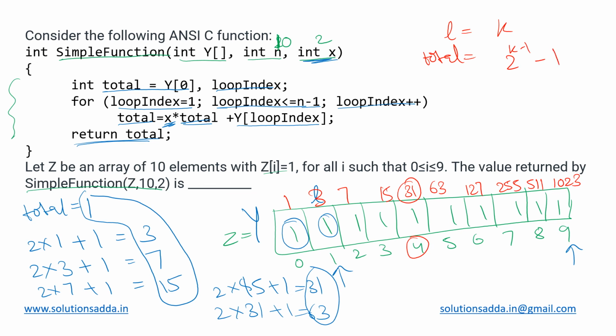We can check that if the value of k is 4, it is 2 to the power k plus 1 minus 1, because when the value of k is 4, then it takes 2 to the power 5 minus 1. Similarly, when the value of k is 9, then it will be 2 to the power 10 minus 1, which is 1024 minus 1, 1023. So this is the value that will be returned by the simple function when called with these parameters. So the answer for this question would be 1023.